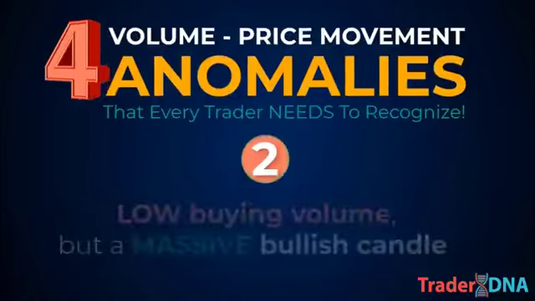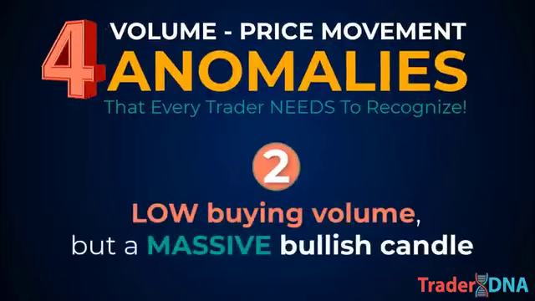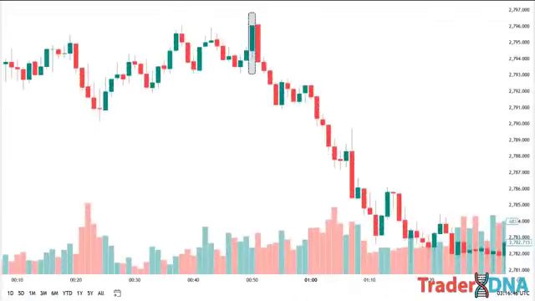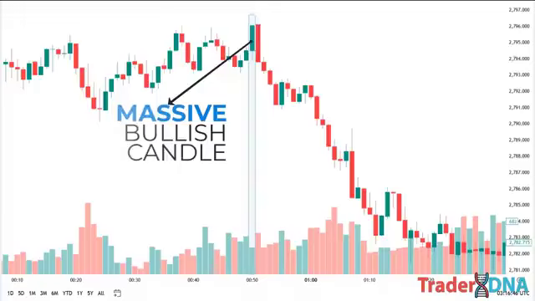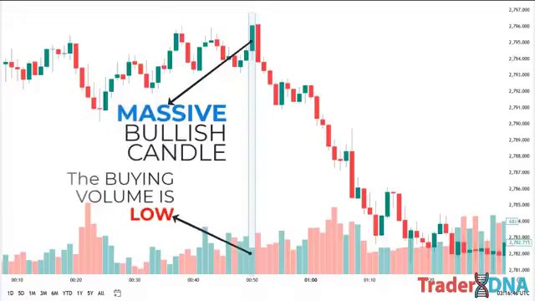Alright, let's move on to anomaly 2. Low buying volume, but a massive bullish candle. Alright, picture this. You're looking at your chart, and bam! A huge green candle appears. Price is skyrocketing, everything looks bullish, and you're about to FOMO in. But wait, something's off. The buying volume is low? How is that even possible? Is this a strong rally or a massive trap? Well, let's break it down, because if you don't understand this, you could be walking straight into a trading disaster.